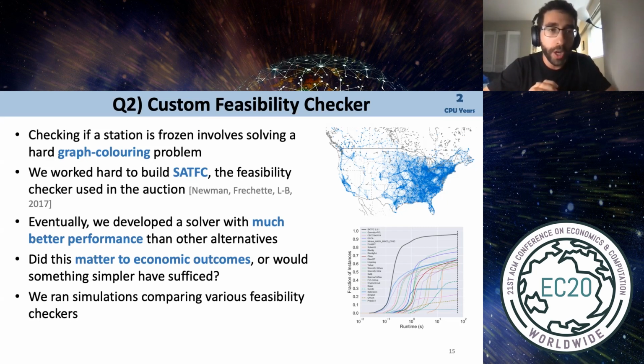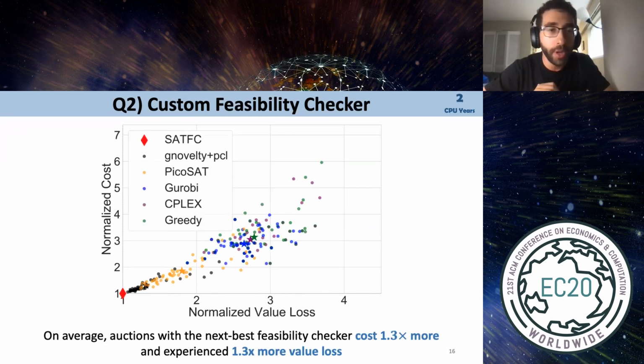But one question that we had remaining was, did this actually matter to economic outcomes, and how much did it matter? Without simulations, this is a very hard question to answer. So what we did is we ran simulations using various feasibility checkers. And that's what you can see plotted here. What you're seeing is that everything is to the top right of set of C, which is that red point at 1, 1, which we're normalizing by, meaning that it outperformed every feasibility checker.